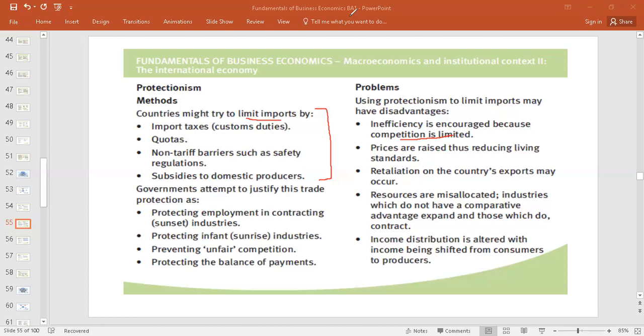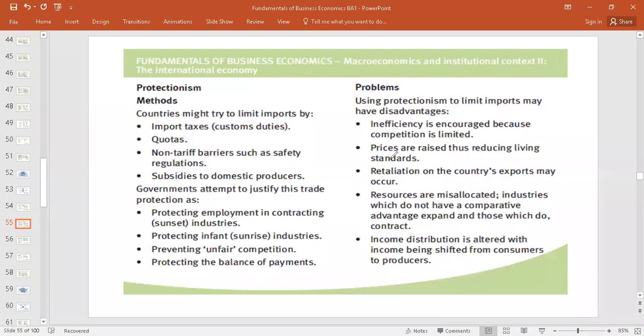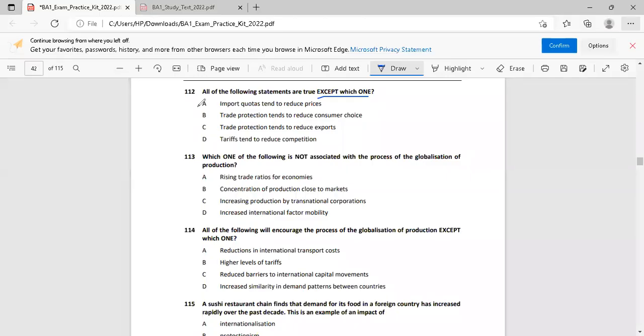Now, according to this particular question, all of the following statements are true except which one? Trade protection tends to reduce consumer choice is correct. Trade protection tends to reduce exports because there is retaliation from foreign countries. Tariffs tend to reduce competition. Competition would be reduced, that is also correct. Import quotas tend to reduce prices? The price reduction is not what we see here, but prices are raised, thus reducing living standards. So they do not tend to reduce prices, but they increase the prices.